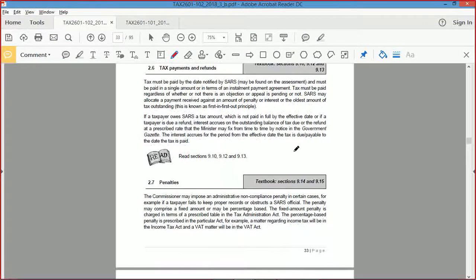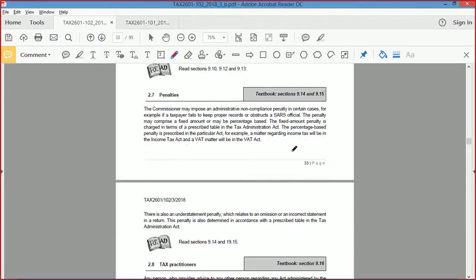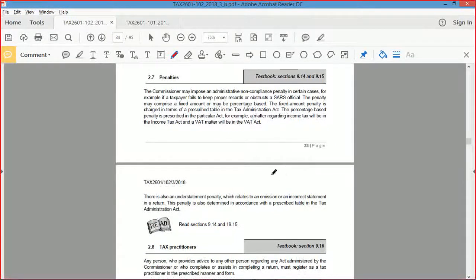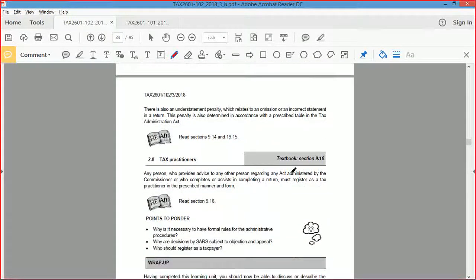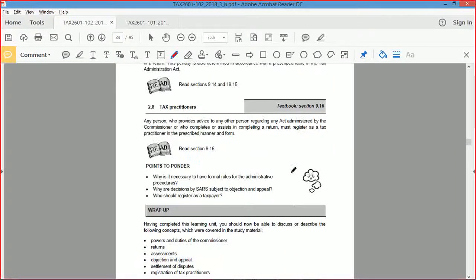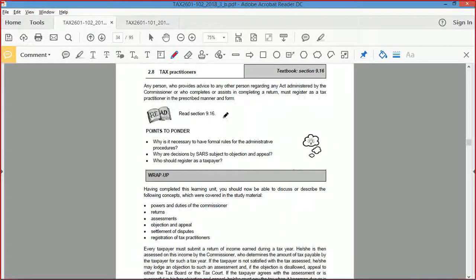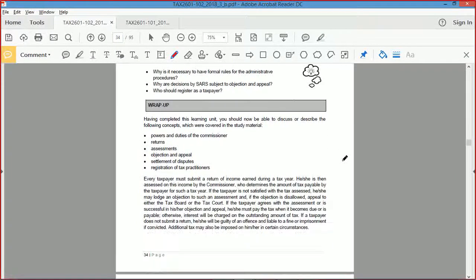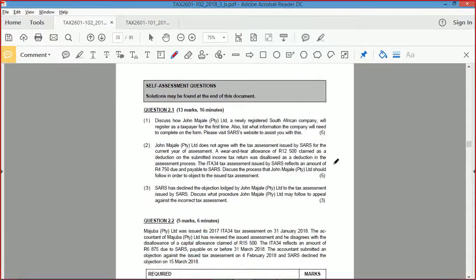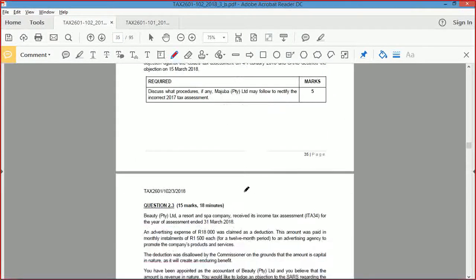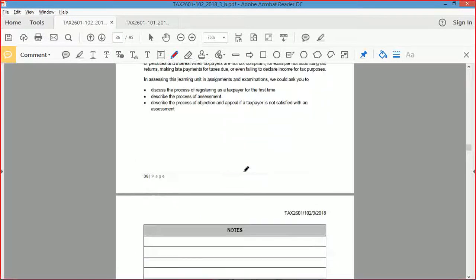Alright, tax payments and refunds that we spoke about. I tried to give you an example there. Then they spoke about penalties that will apply if you don't follow the correct deadline in terms of paying your taxes on time. Tax practitioners are people that are registered that can provide advice and that can help you submit a return. And that wraps up that section. Then there are some self-assessment questions here which you can look at when you've got more time.